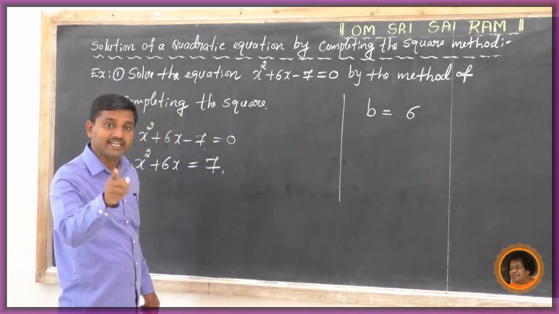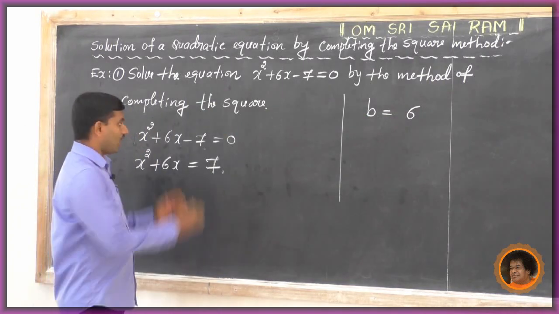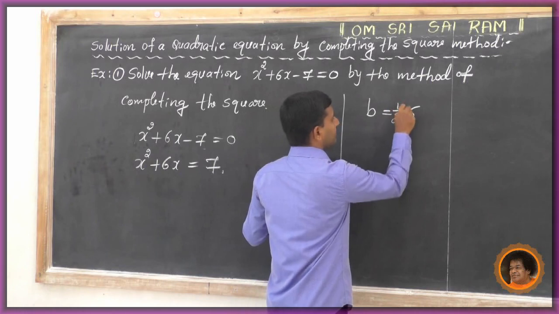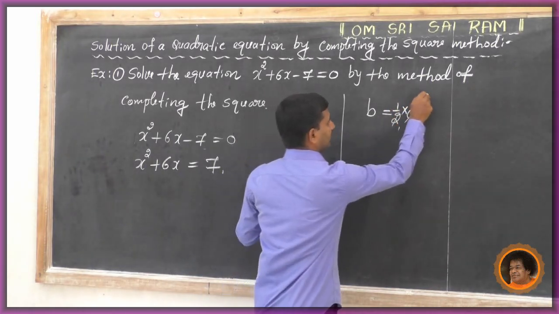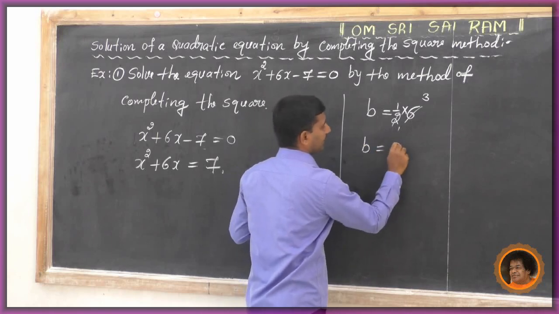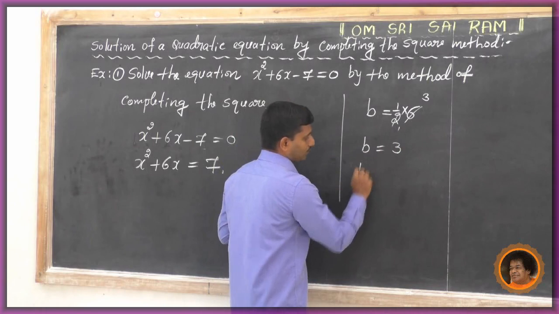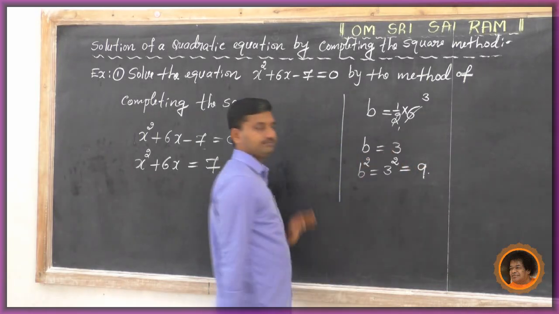And next, take half of the coefficient of x. Half of 6 is 3, so the b value is 3. Next, square it, or find b square. So b square equals 3 square, which equals 9.